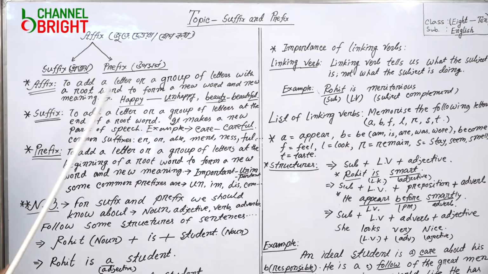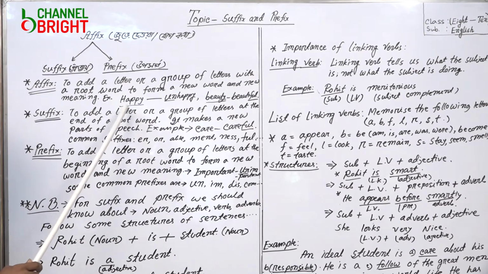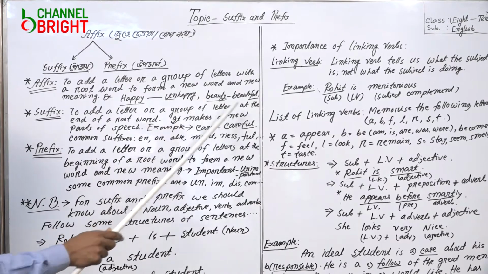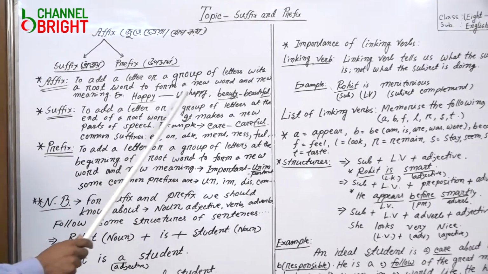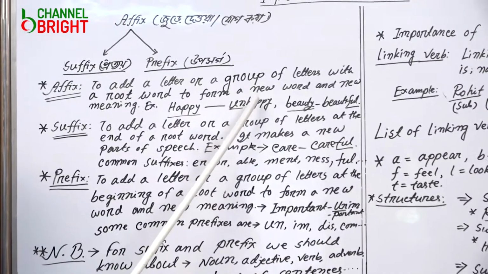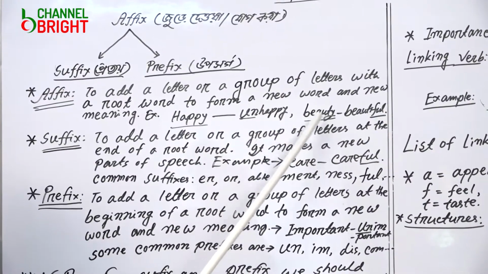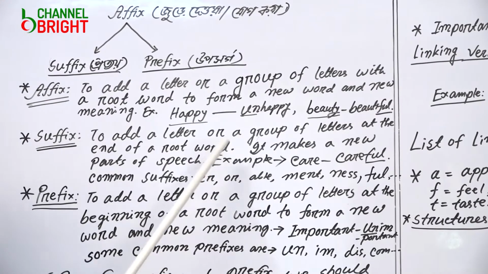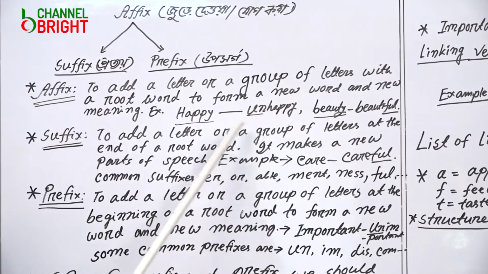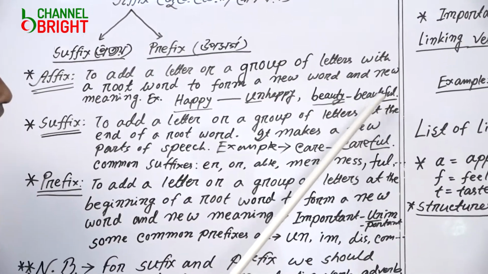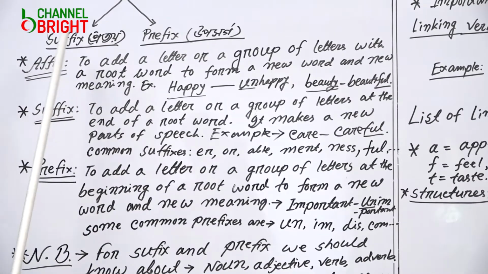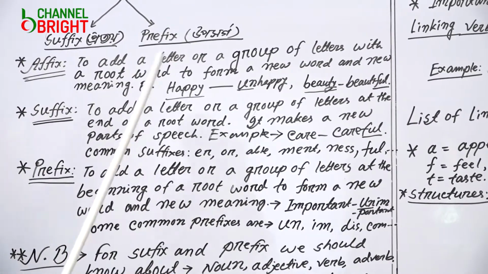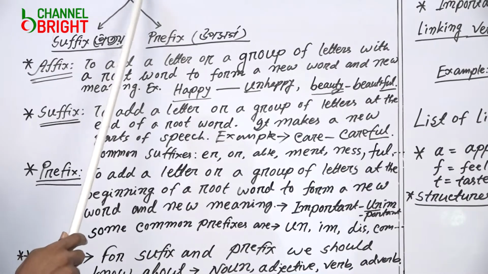So, what is affix? Affix means to add a letter or a group of letters with a root word to form a new word or new meaning. Example, happy, unhappy, beauty, beautiful. The root word is happy, so we have to add something to make a new word: unhappy, beauty, beautiful. Sometimes we have to add before a root word and sometimes after a root word. So, we should know about suffix and prefix. Actually, suffix and prefix come from affix.